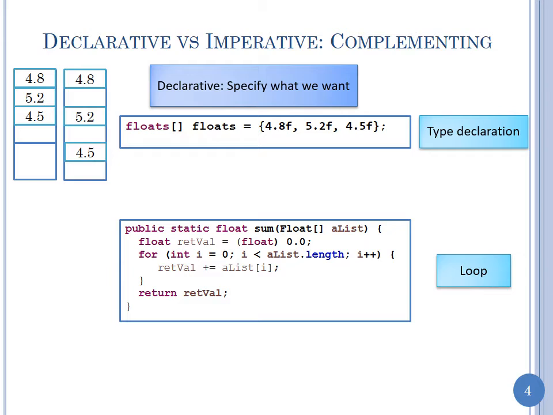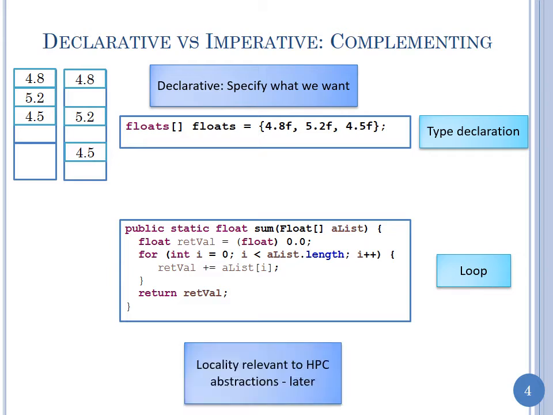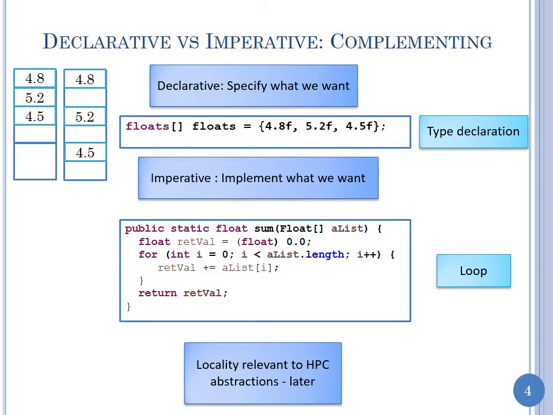Now that may not be very efficient from a locality point of view, and locality is going to be very important in high performance computing. But you didn't have control over what happens. You're hoping that the compiler writer did the right thing. Whereas in assembly language, you'd have to allocate the various elements as separate words yourself, and you might put gaps or not. So locality is relevant to HPC abstraction later, and we're going to study that. Imperative means implementing what we want. So here we have a sum that we've actually controlled ourselves.